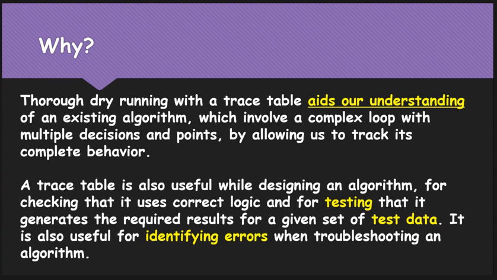So why do we have trace tables? Thorough dry running with a trace table aids our understanding of existing algorithms which involve a complex loop with multiple decisions at different points within it, by allowing us to track its complete behavior so we can understand the program as a whole. A complete trace table helps our understanding of a given program. A trace table is also useful while designing an algorithm, for checking that it uses correct logic and for testing that it generates the required results for a given set of test data. And it's very useful for identifying errors and troubleshooting those errors as well.